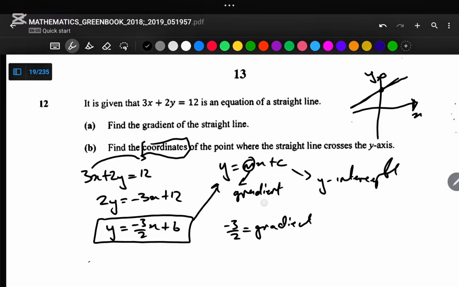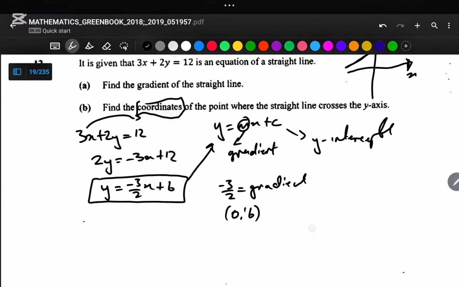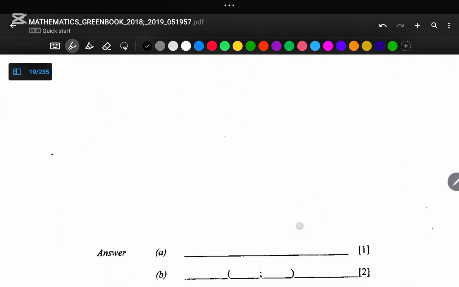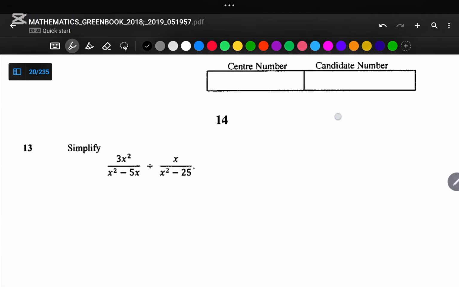Why? Because we know that the x coordinate is equal to 0, and the y coordinate is the constant in the equation of the line. So the coordinates of the y-intercept are (0, 6). So these are our final answers. The gradient is equal to minus 3 over 2, and the coordinates of the y-intercept are (0, 6), and we are done. Let us move on to number 13.